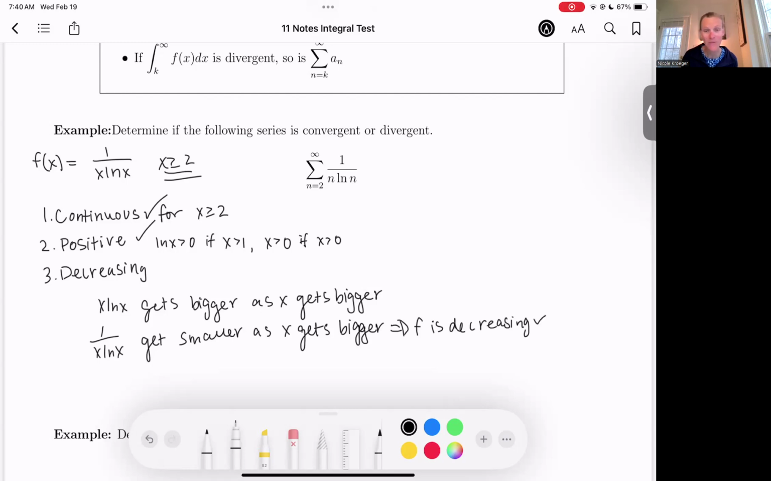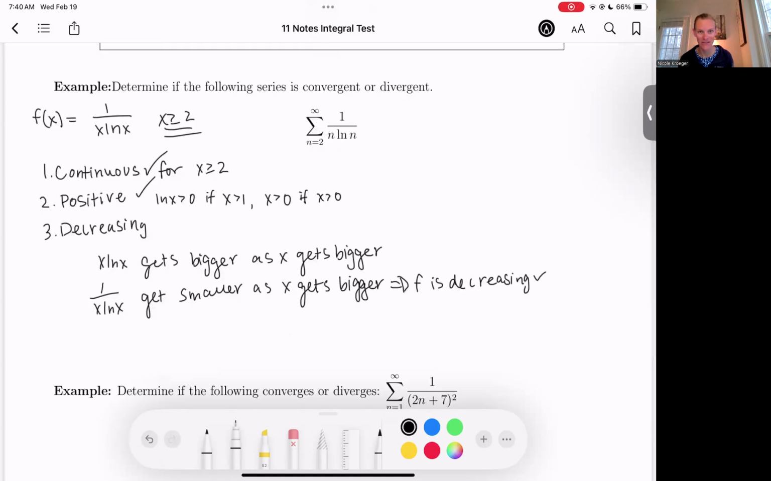So sometimes there's a significant amount of work that goes into checking the conditions of the integral test, which is why we're not going to want to have to use it all that often. Another way that you might have to check to see if things are decreasing, especially if you have both a numerator and denominator, is to look at f prime of x and show that it is negative for the values of x that we're looking at. Because remember from last year, if the derivative is negative, then our original function is decreasing.